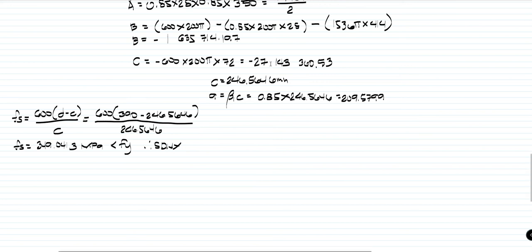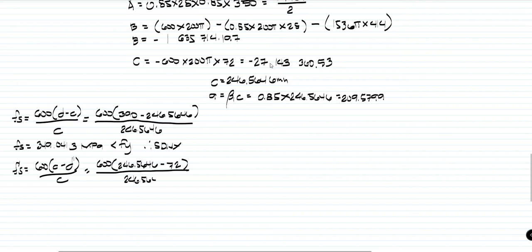Let's also check the compression. For our compression, F prime S is equal to 600 times C minus D prime over C. So that will be equivalent to 600 times the value of C, which is 246.5646, minus D prime, which is 72, divided by 246.5646.